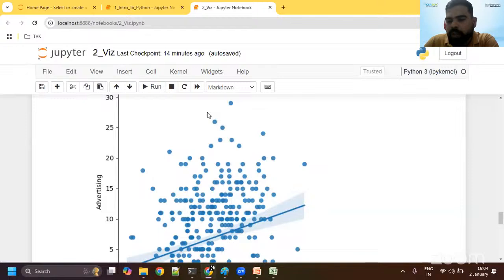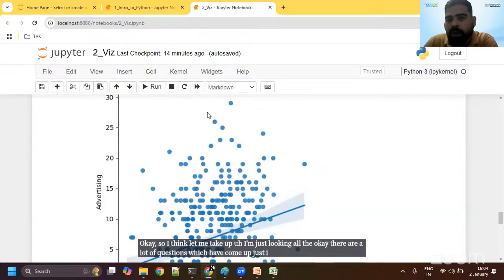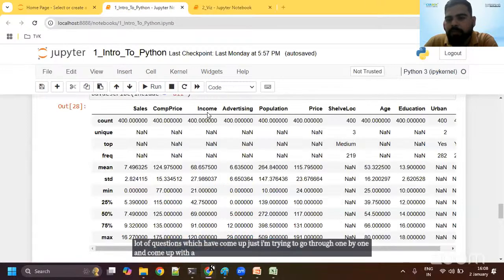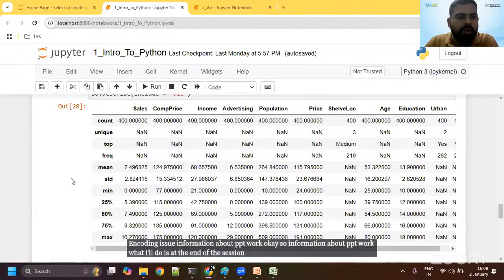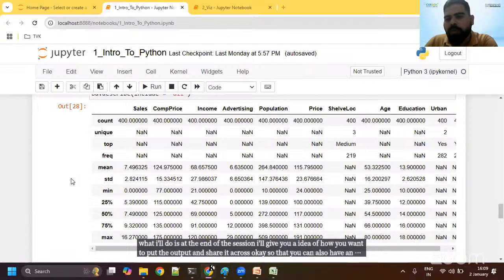Okay, so let me take up. There are a lot of questions which have come up. I'm trying to go through them one by one and come up with an answer for each one of you. Encoding issue, information about PPT work. Okay, so information about PPT work. What I'll do is at the end of the session, I'll give you an idea of how you want to put the output and share it across, so that you also have an idea of the best way to present it.